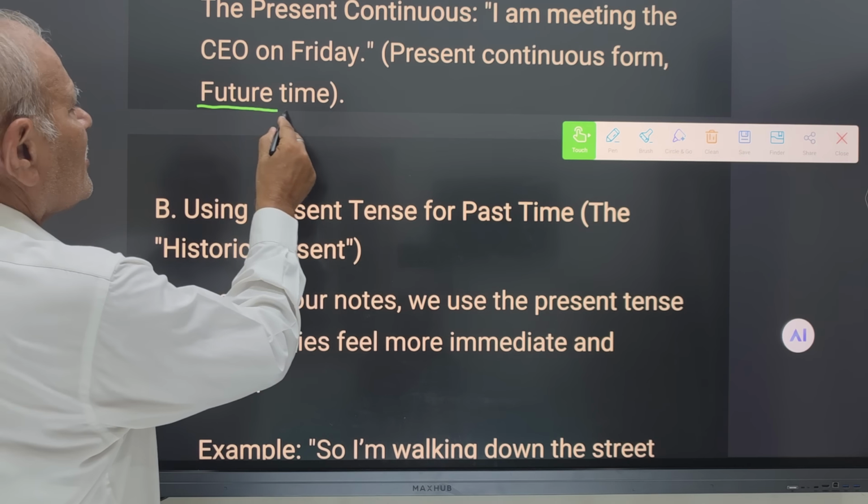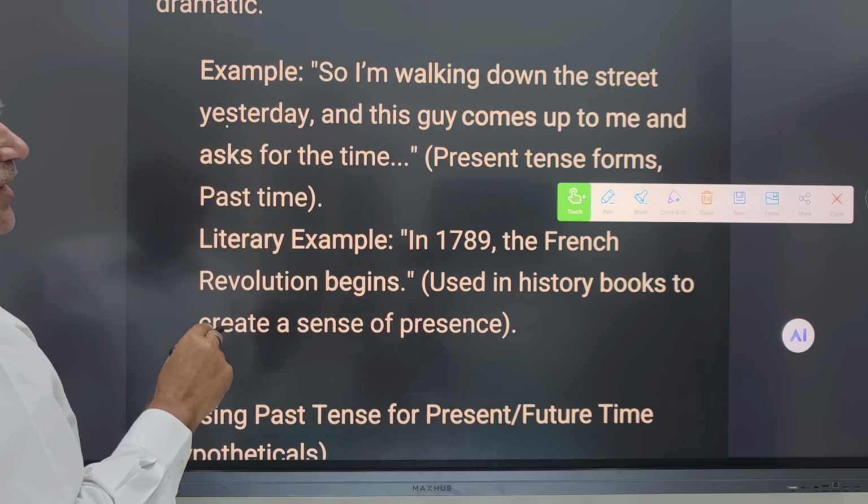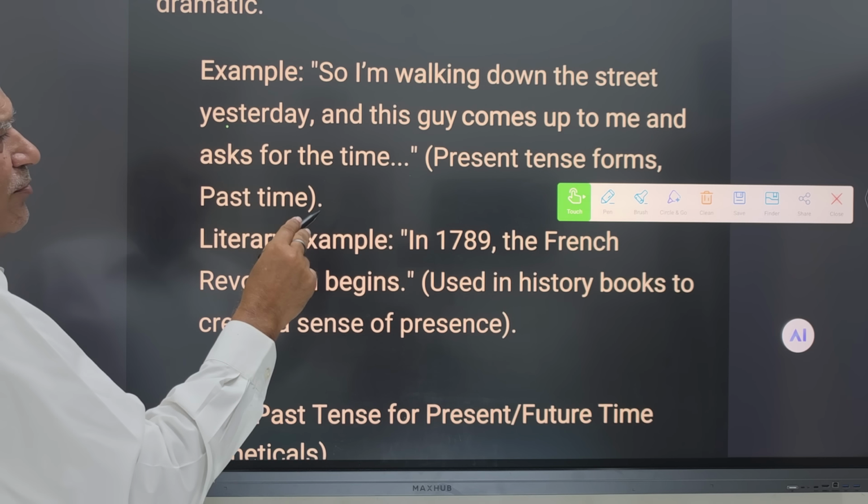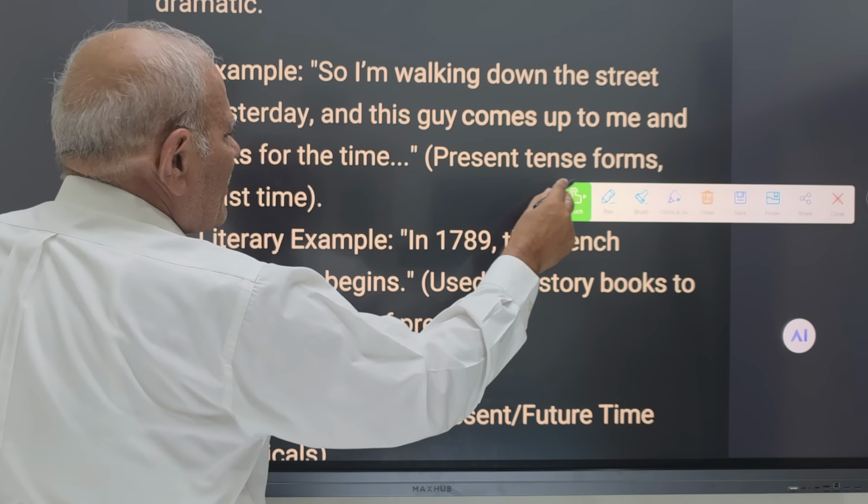Using present tense for past time, the historic present, is a very important use and also contradictory. As seen in your notes, we use present tense to make stories feel more immediate and dramatic. So: I am walking down the street yesterday and this guy comes up to me and asks for the time. Here we are using present tense form for past time. This is known as the historical present.